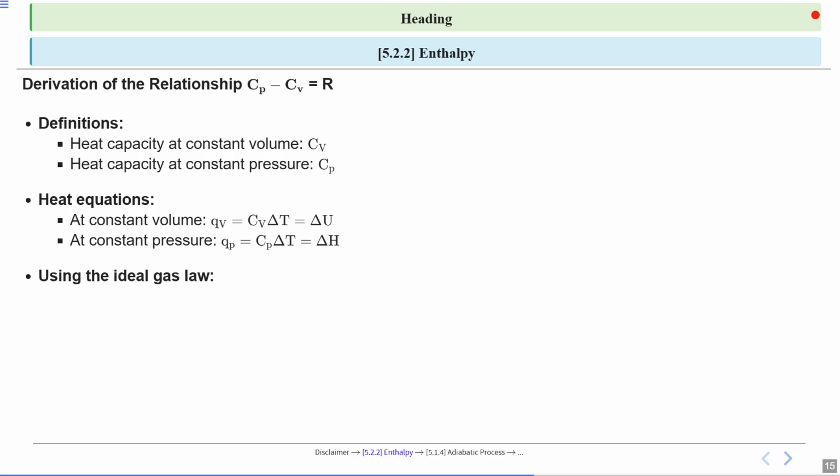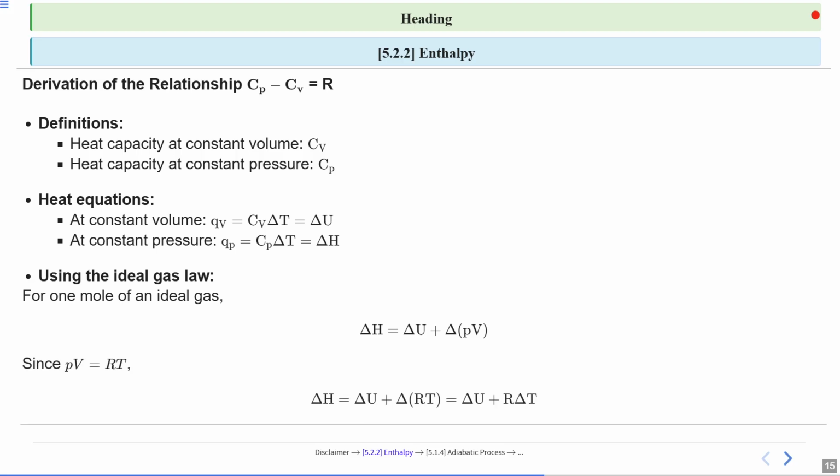Now using the ideal gas equation, what we can write? Delta H is equal to delta U plus delta PV. We have seen this equation. Or in place of PV, we can write RT. Now your R is again a constant, so by nature it is constant. We will take out this R. Therefore, we will get delta H is equal to delta U plus R delta T.